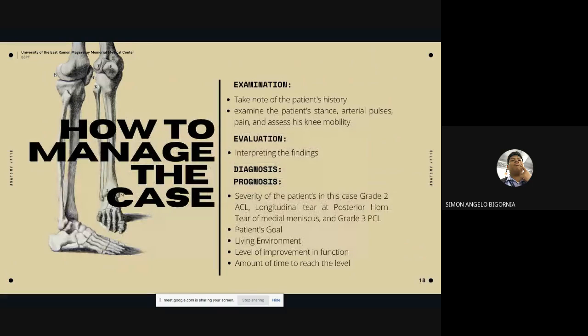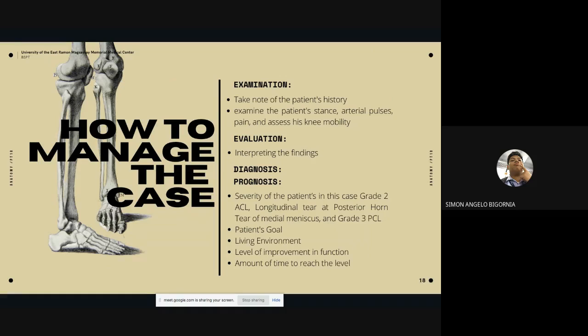So as a physical therapist, how do you manage this case? For examination, we will take the patient's history and we will examine the patient's stance, arterial pulses, pain, and assess his knee mobility. For evaluation, interpreting the findings will help in providing additional information in determining the following: the diagnosis, in this case ACL, longitudinal tear at the posterior horn of the medial meniscus, and PCL, the prognosis, and the plan of care. For diagnosis, categorize the findings through a defined process, organized into clusters and symptoms.